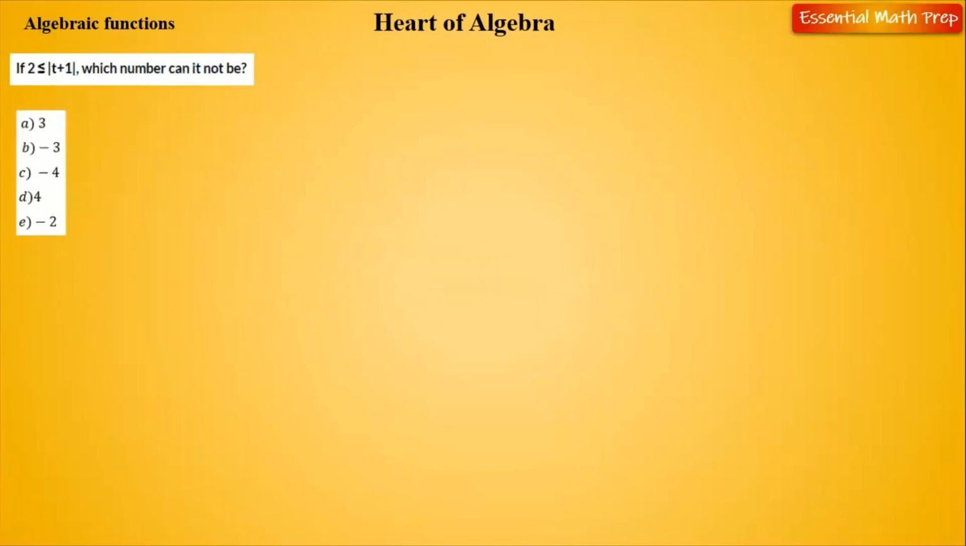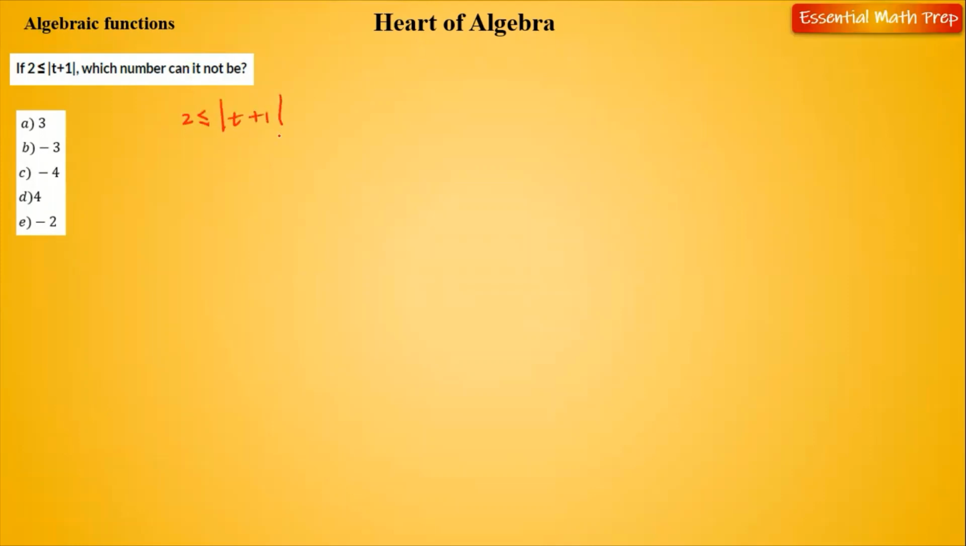So let's continue. So if 2 is less than or equal to the absolute value of p plus 1, which number can it not be? Okay, in this type of problem, it's best you use the choices provided and see under which circumstances the condition fails. Okay, so let's say we know 2 is less than or equal to t plus 1, right?